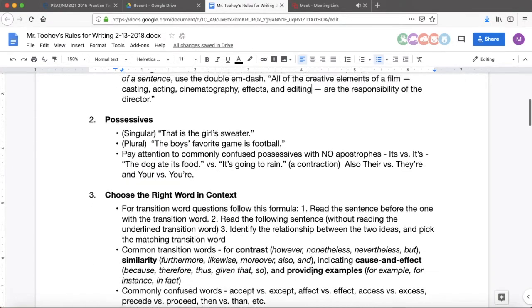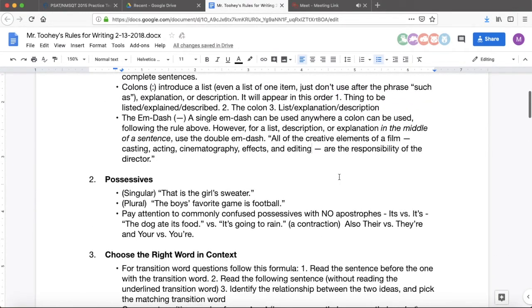All right. I love punctuation questions. They're gimmies if you just follow the rules and apply the rules. All right. Ava, go ahead and read. We're going to talk about possessives here. Read the first example of a singular possessive.